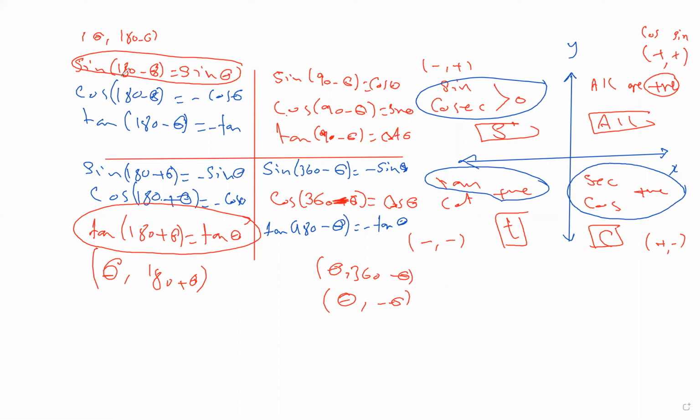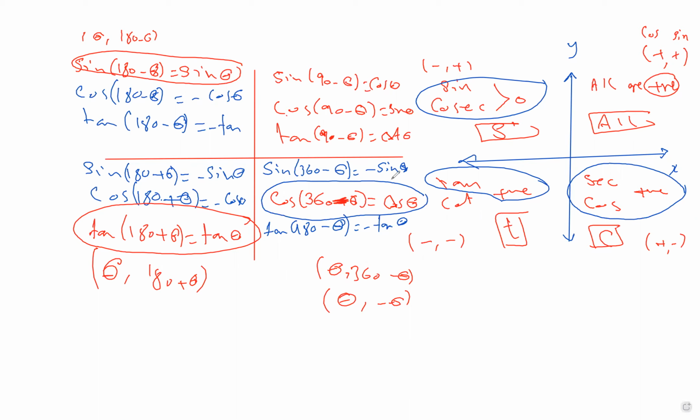Then sine 180 minus theta equals sine theta. Cosine equals negative cosine. Tan equals negative tan, because only the sine keeps its sign in the second quadrant. And in the third quadrant, the tan keeps its sign, but sine and cosine will change their signs. In the fourth quadrant, only the cosine keeps the sign. Okay.